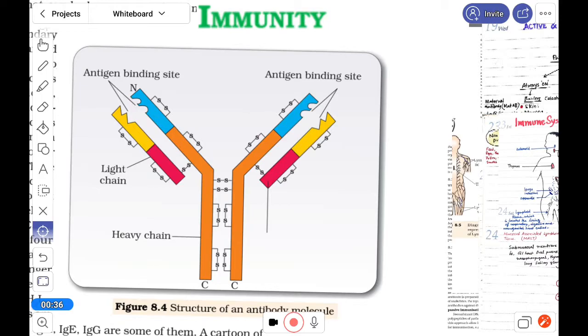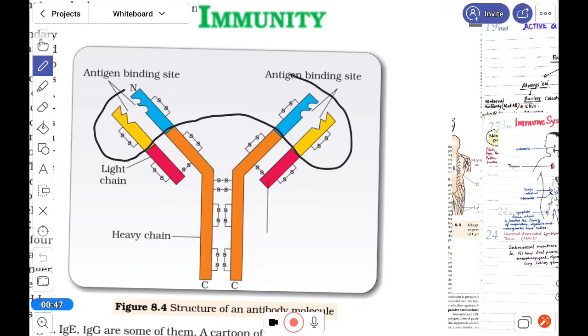There are two different regions also. One is the variable region, which I'm just marking here. This region is the variable region, and this region is the constant region. This region will not change, but this is the changeable region. Here is a binding site. You can see this part.